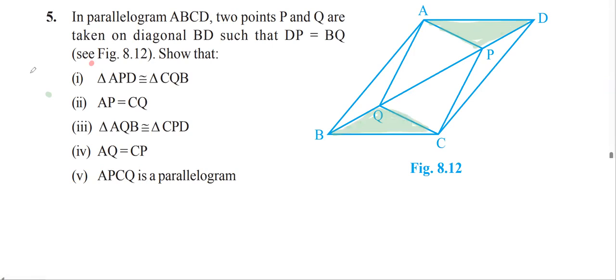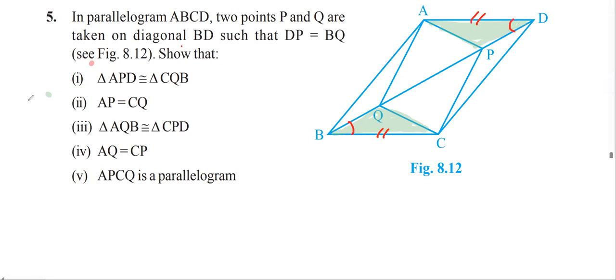First of all, we know that opposite sides of a parallelogram are equal. So I can write AD is equal to BC. Reason is opposite sides of a parallelogram. Further, you can see this angle is equal to this angle. They are alternate interior angles.